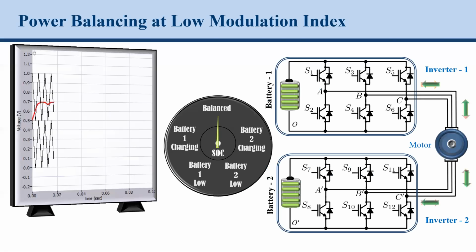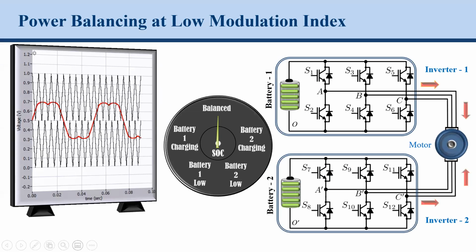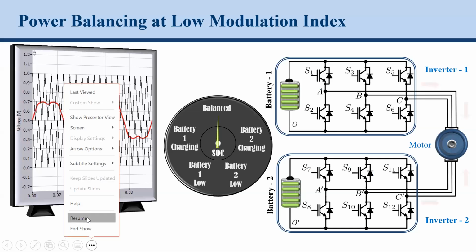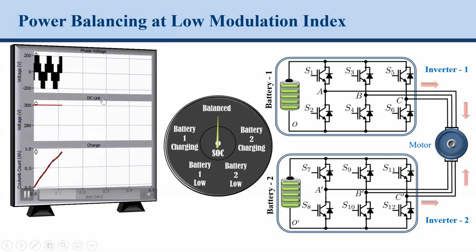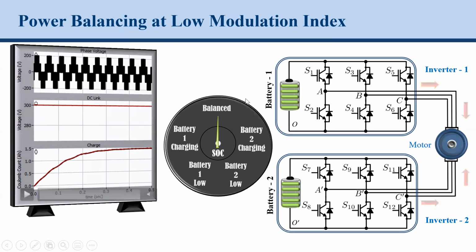So you can see here, it's just an animation just to visually show what happens. So you have batteries here, you have two inverters feeding the motor, and when the modulating wave is exactly at the center and lower modulation index, your batteries are being balanced. And if I resume, this is the two-level output voltage where it will be provided.